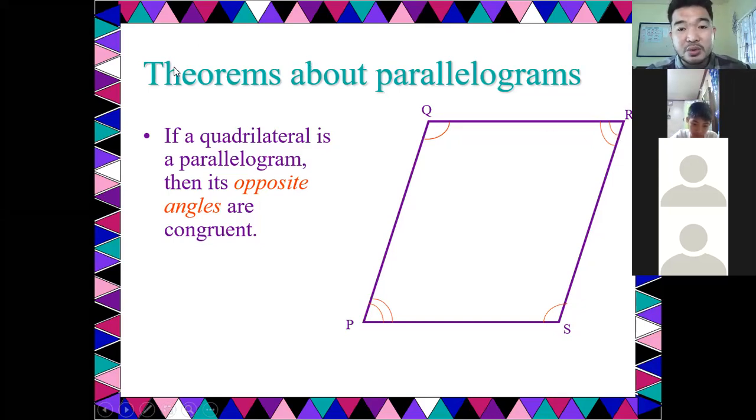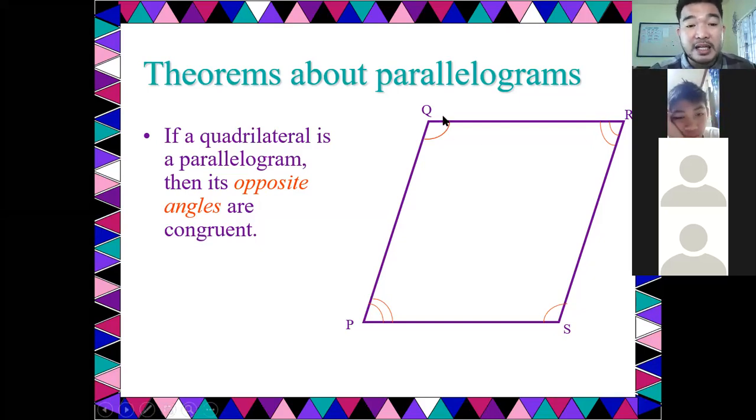Yan. So, kung si angle Q ay 130, what would be the measurement of angle S? John Michael. Again, if angle Q is 130, what would be the measurement of angle S? Sir, di ko po alam. 130 also. Pakinggan yung mabuti ha.